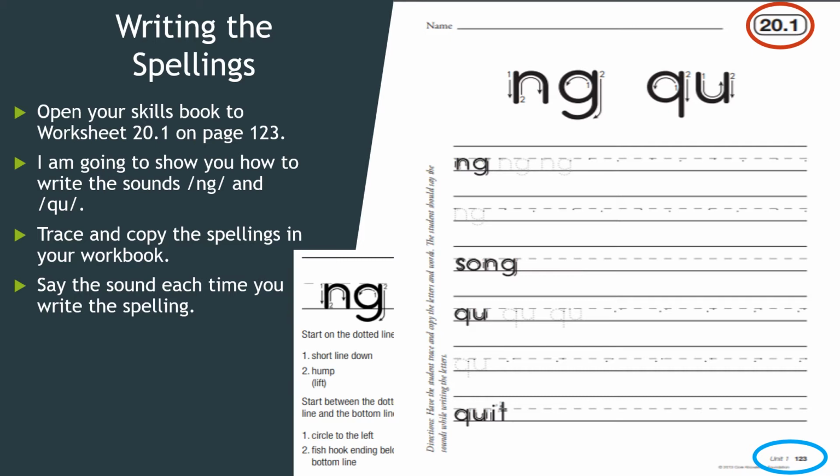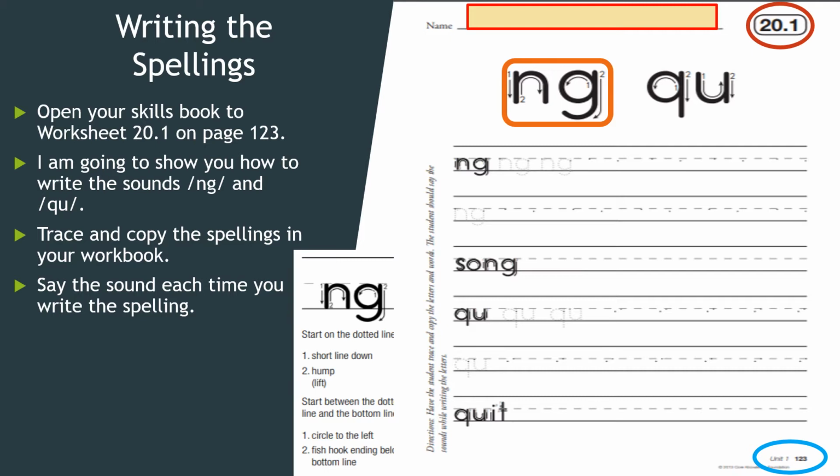Now I'm going to show you how to write the sounds ng and qu. Let's begin with the ng. Don't forget to write your name before we move on. Now, let's begin by tracing and copying the spellings in your workbook. For the ng sound, you'll start with the N. This is a lowercase n, so you will start at the dotted line, and you will make a short line down to the bottom line. Give it a hump up and over, back down to the bottom line, and you've got your N.